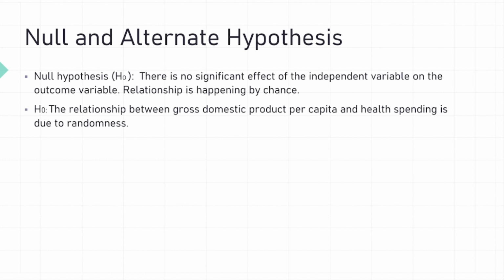Now, our null hypothesis is this intuition that there is no significant effect of the independent variable on the outcome variable. In other words, everything that we are observing as happening between GDP per capita and health spending of countries is actually just happening by chance. Don't think that it's something that we should accept as a relationship that is occurring constantly, right?